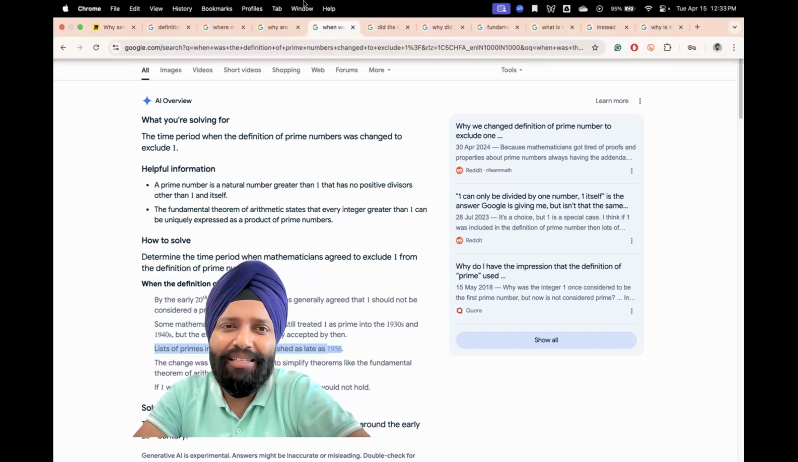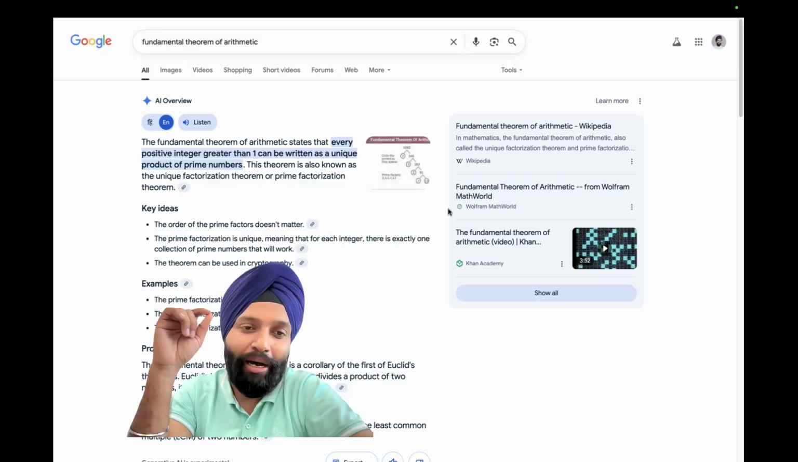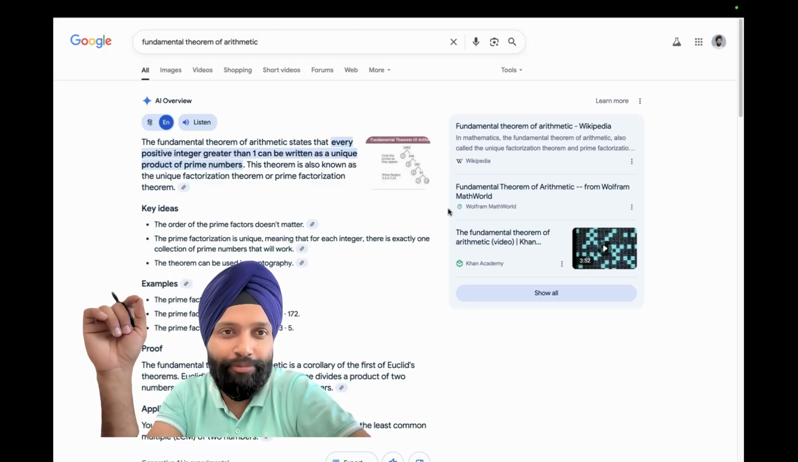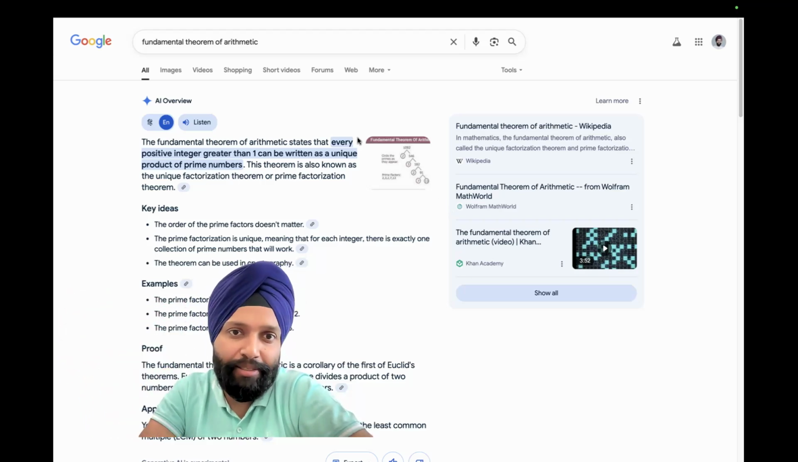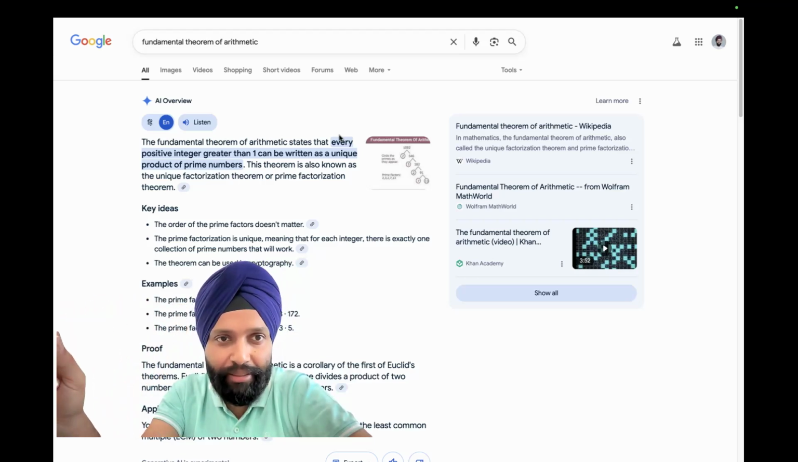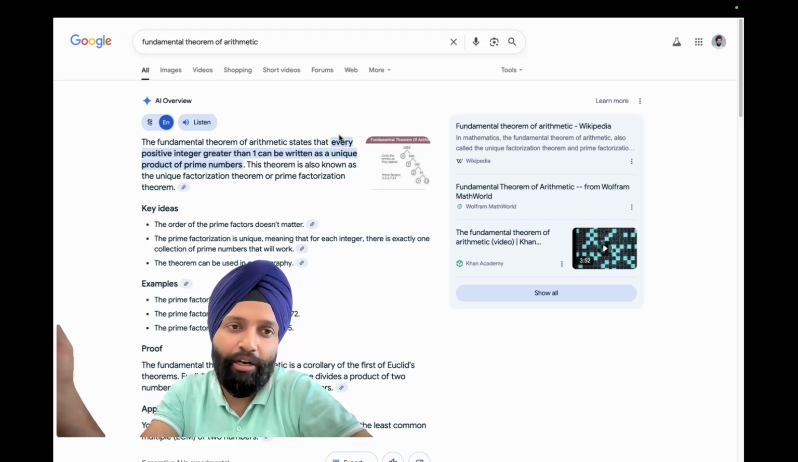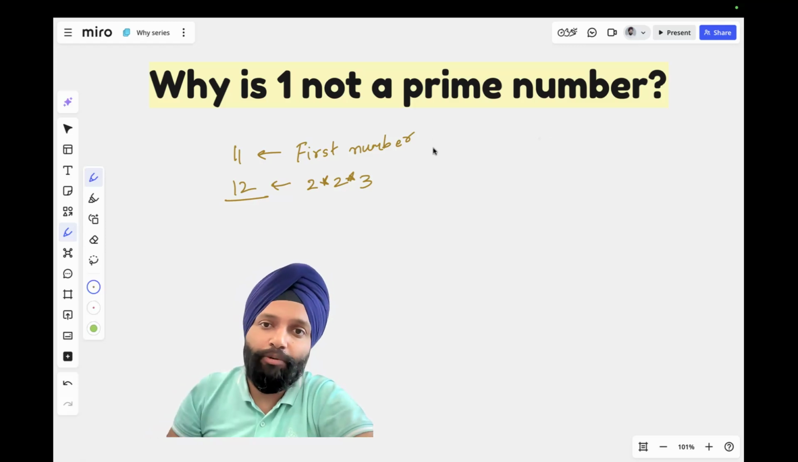Okay, so now we may ask, but what is the problem with calling one a prime number? Why was the definition changed to exclude one? What enmity do they have against one? Why can't they just call one a prime number? So to answer that question, we'll have to go to the fundamental theorem of arithmetic. What does this theorem say? This theorem says that every positive integer greater than 1 can be written as a unique product of prime numbers. Okay, what that means is, let me go back to my board and explain.